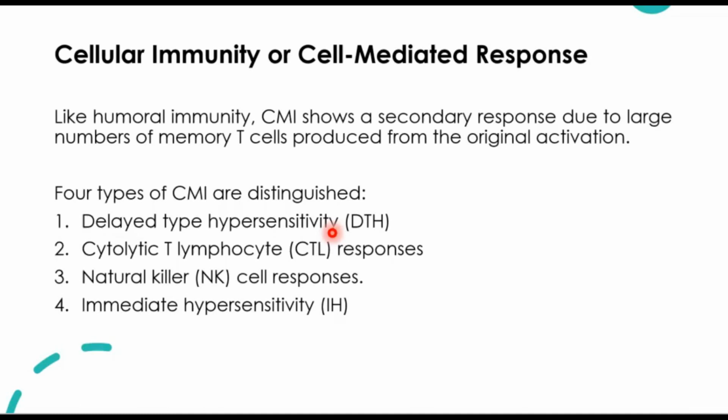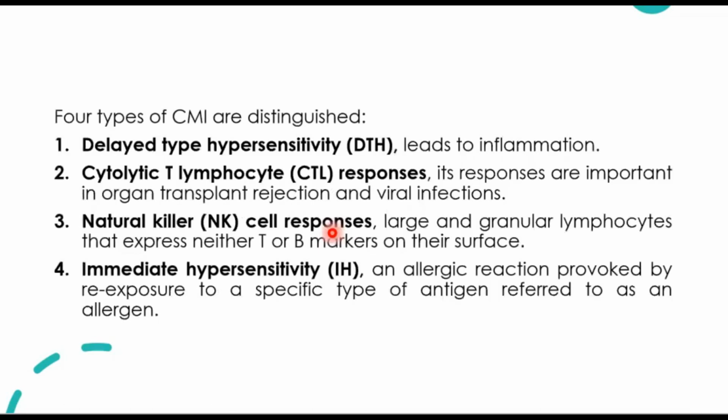To know a bit more about these types, first is delayed type hypersensitivity, which leads to inflammation. Cytotoxic T lymphocyte responses are important for organ transplant rejection and viral infections. NK cell responses, or natural killer cell responses, involve large granular lymphocytes that express neither T nor B markers on their surface. They are very important in organ transplantation and viral infection, but they tend to occur earlier than the CTL responses. So they appear first.